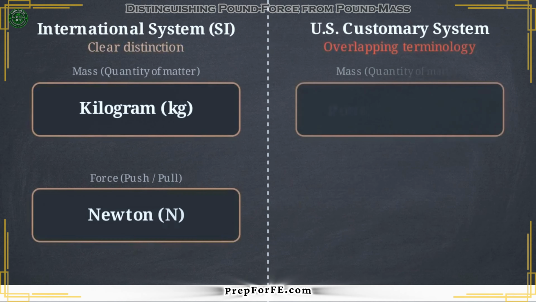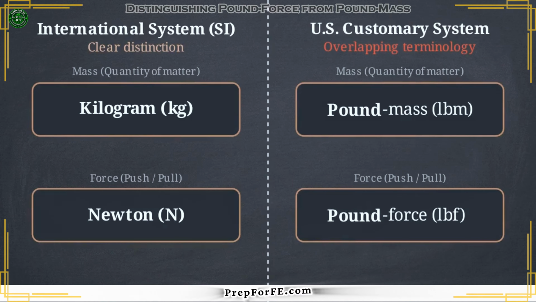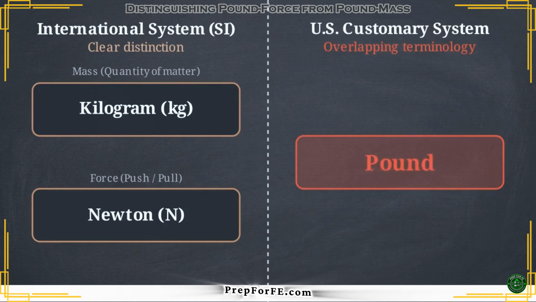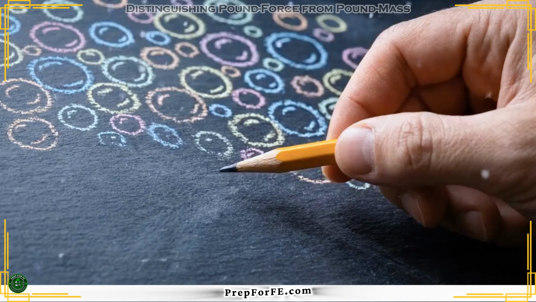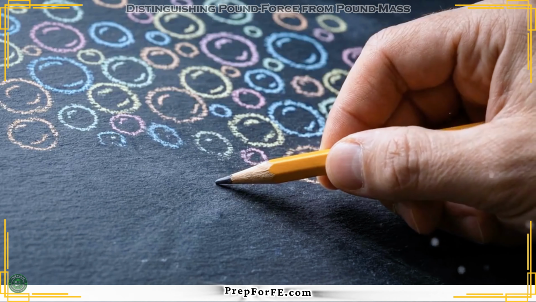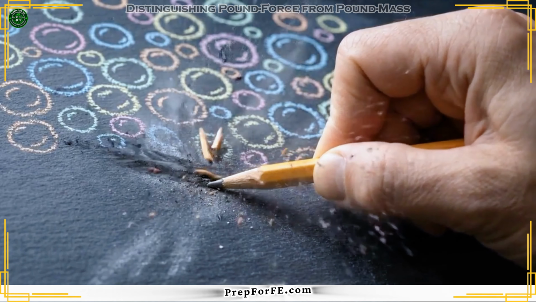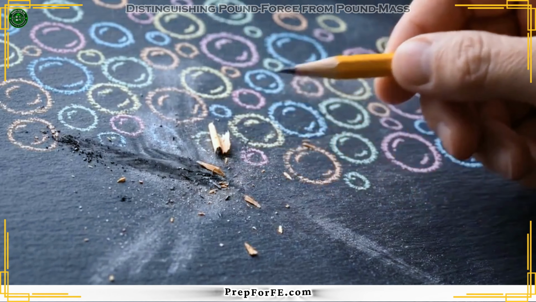Looking at this split-screen comparison, the problem with the US customary system becomes obvious. Both mass and force share the exact same base name, the pound. Sharing that terminology causes the physical concepts of mass and force to blur and merge in a student's mind. Failing to separate a basic quantity of matter from a gravitational pull is a primary trap designed to catch unprepared test takers on the FE exam.